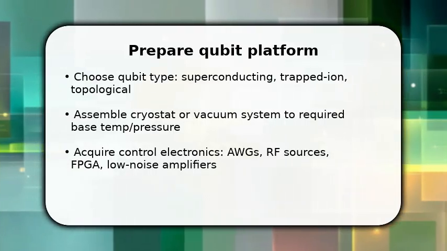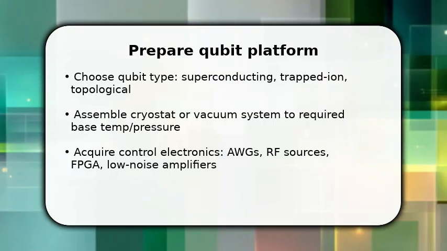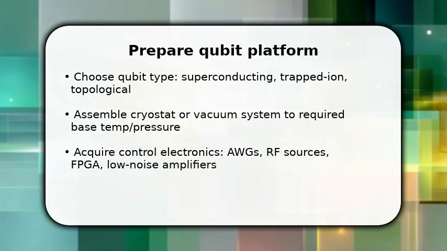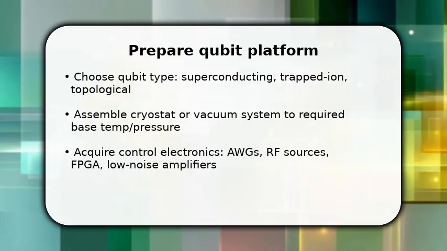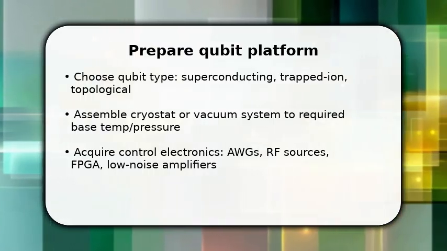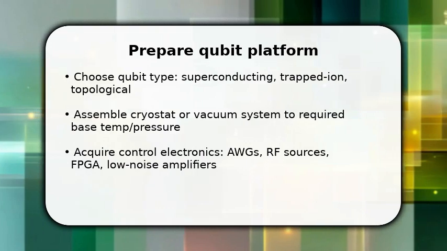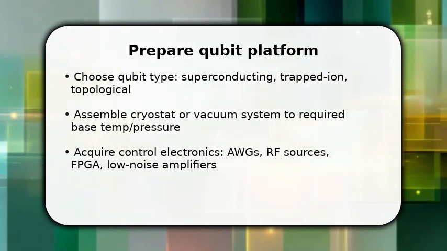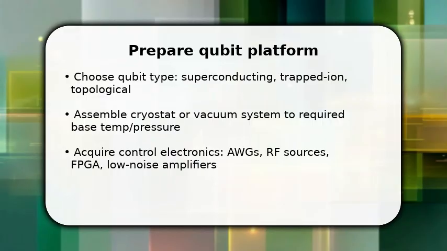Then wire and control electronics, arbitrary waveform generators, RF sources, FPGA, and low-noise amplifiers, so you can send fast pulses. Once these are in place, calibrate timing and clock references to ensure coherent control and synchronized readout.